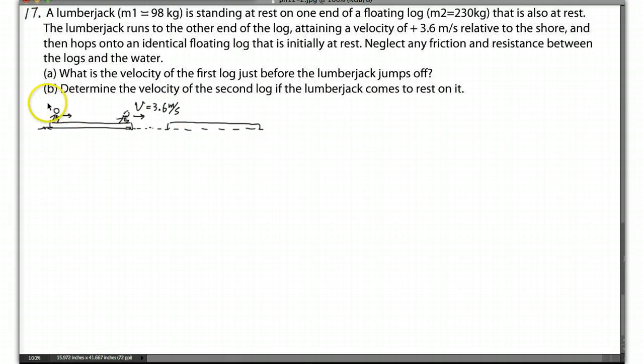And then we know the person is m1. So the log is m2, and their values are 98 kg for m1, 230 kg for the log. Okay, question 1. What is the velocity of the first log just before the lumberjack jumps off?